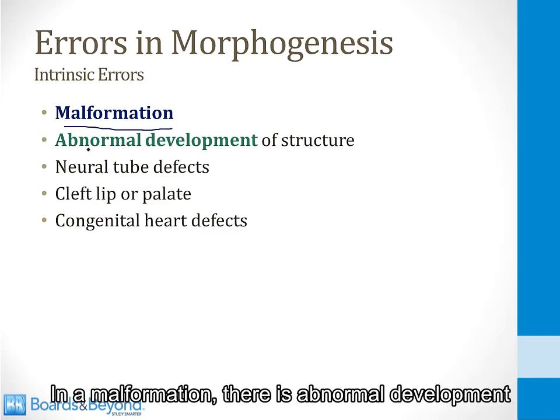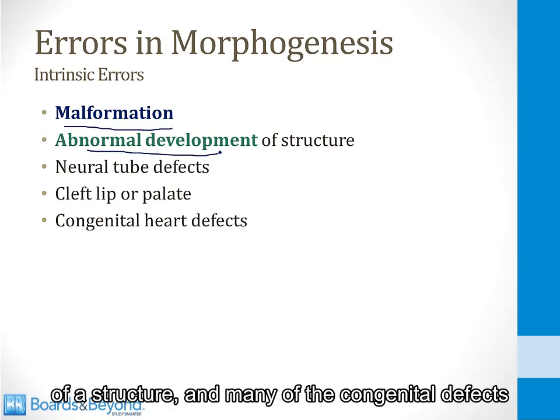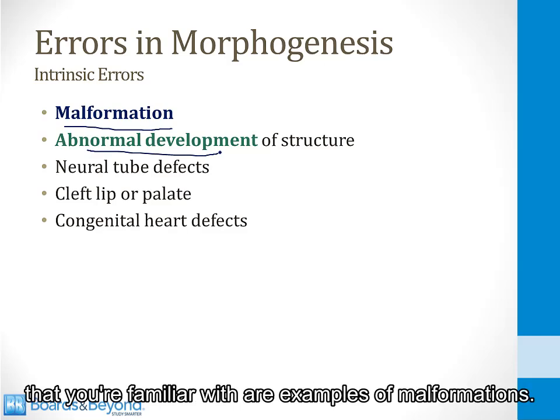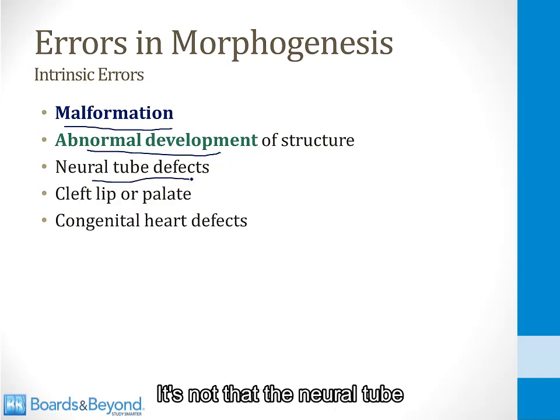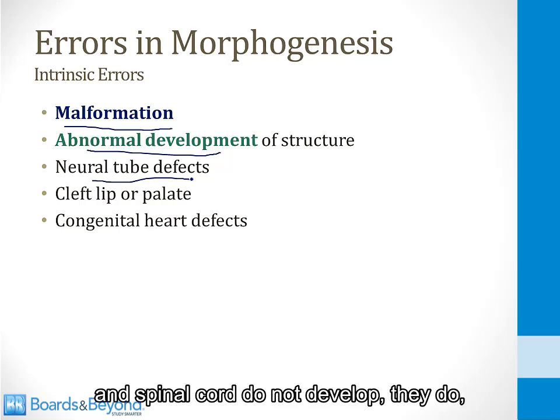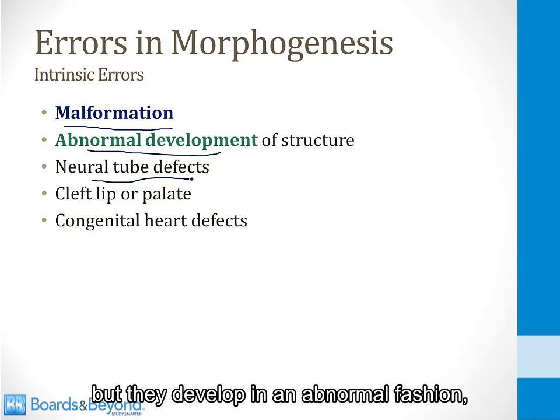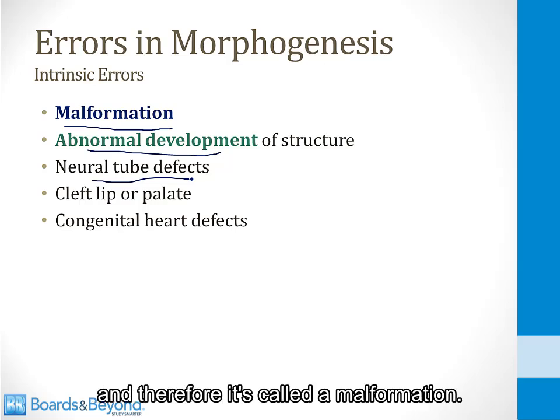In a malformation, there is abnormal development of a structure, and many of the congenital defects that you're familiar with are examples of malformations. For example, most neural tube defects are malformations. It's not that the neural tube and spinal cord do not develop. They do, but they develop in an abnormal fashion, and therefore it's called a malformation.